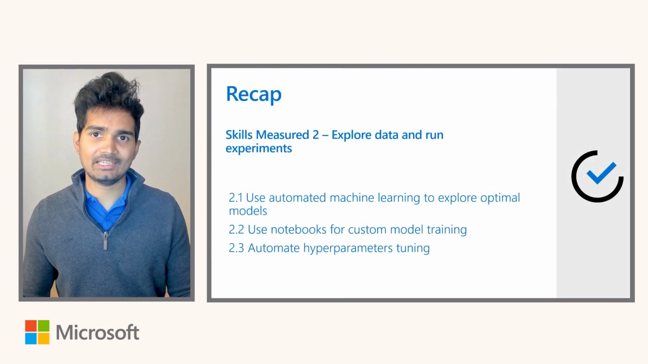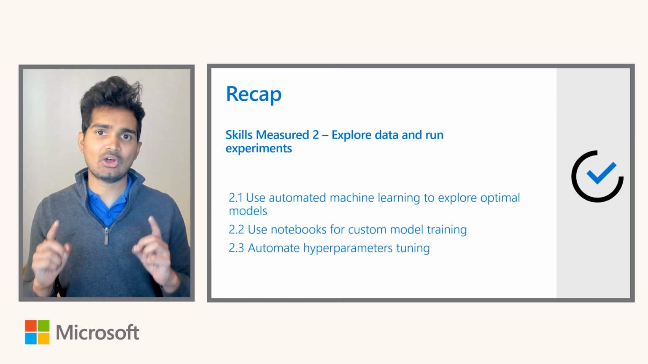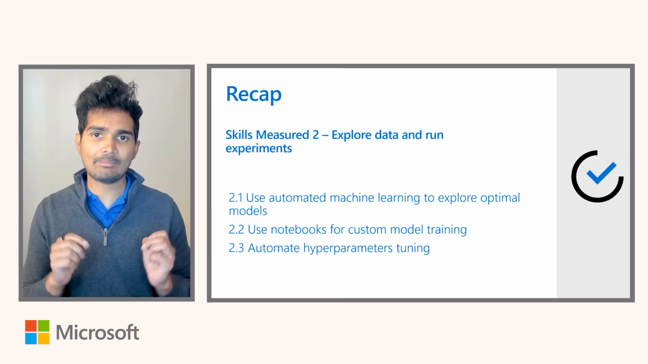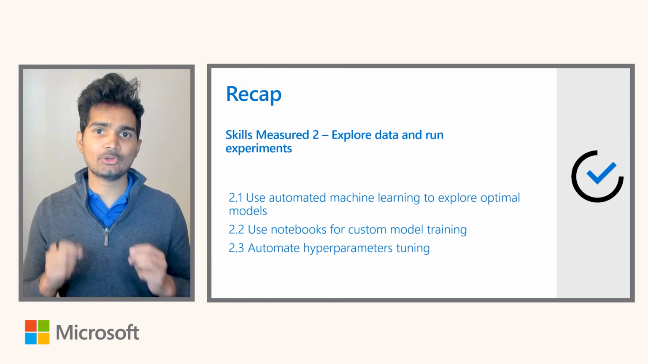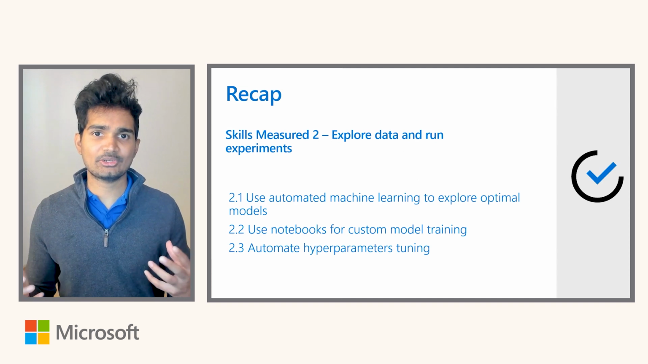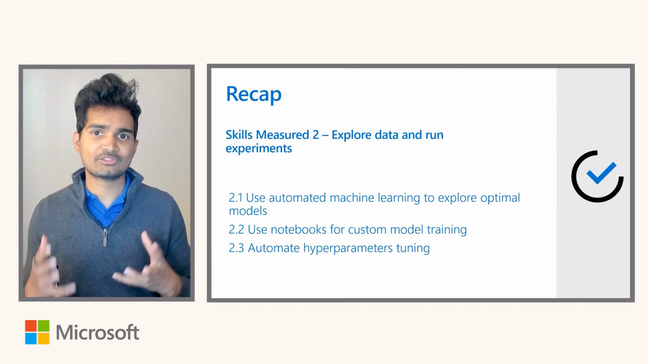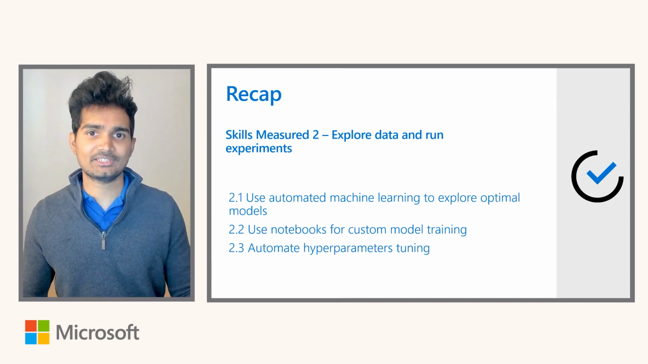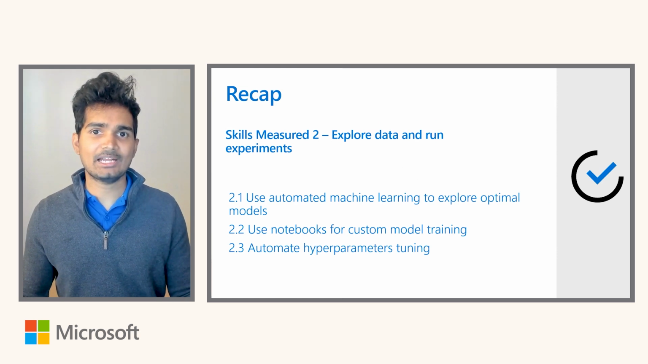To recap, in this episode we discussed how to use automated machine learning to explore optimal models, use notebooks for custom model training, and automate hyperparameter tuning. Remember, this group accounts for 35 to 40% of the exam, so keep that in mind when preparing for the exam.